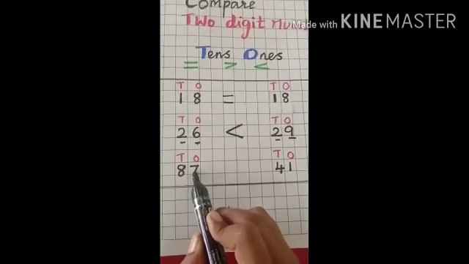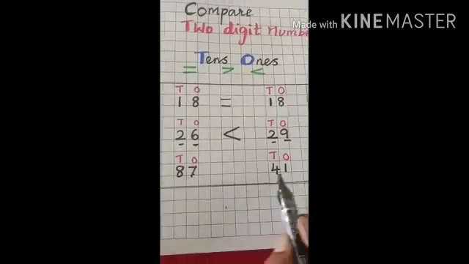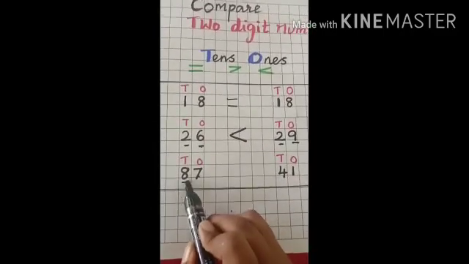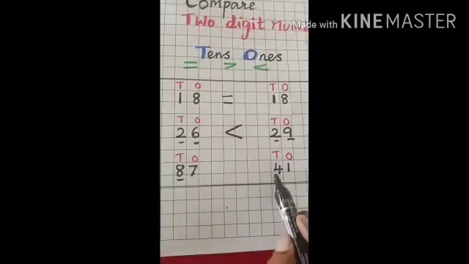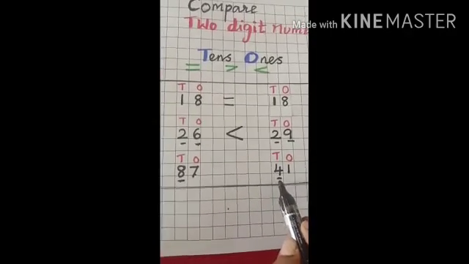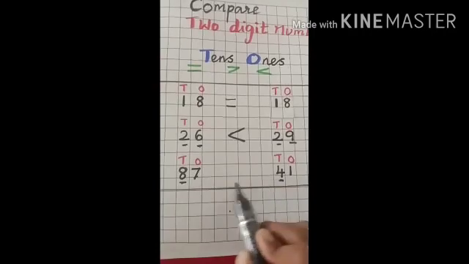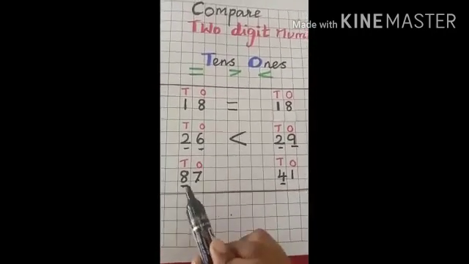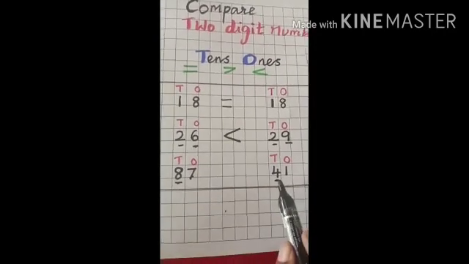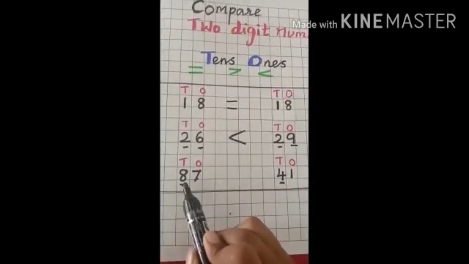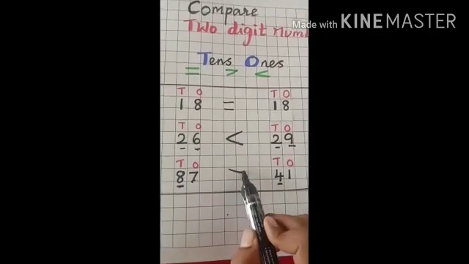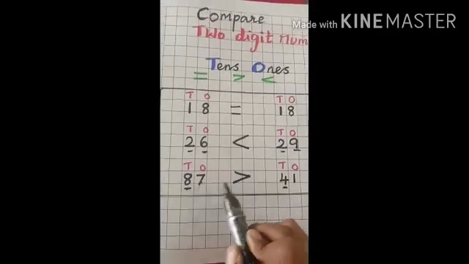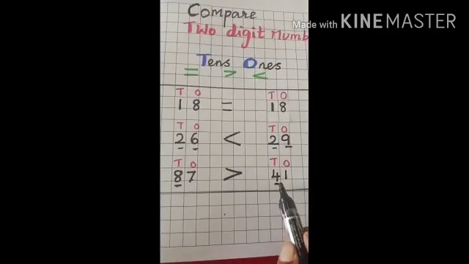Now to the next number we got 87. And here we got 41. We are going to compare the first tens place. Here we got 8 and there we got 4. So which is the greater number, cuties? 8 is greater or 4 is greater? Compare the number and tell me, cuties. Think whether 8 is greater or 4 is greater. Yes, 8 is greater. So the crocodile mouth opens towards the number 87. 87 is greater than 41.